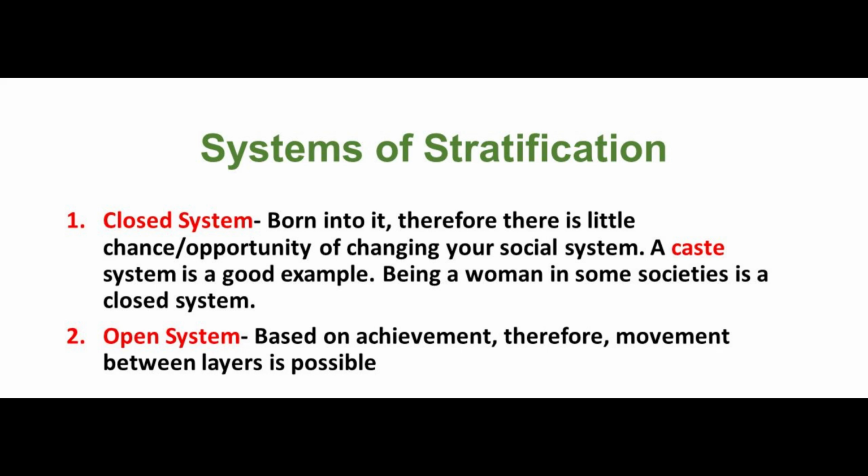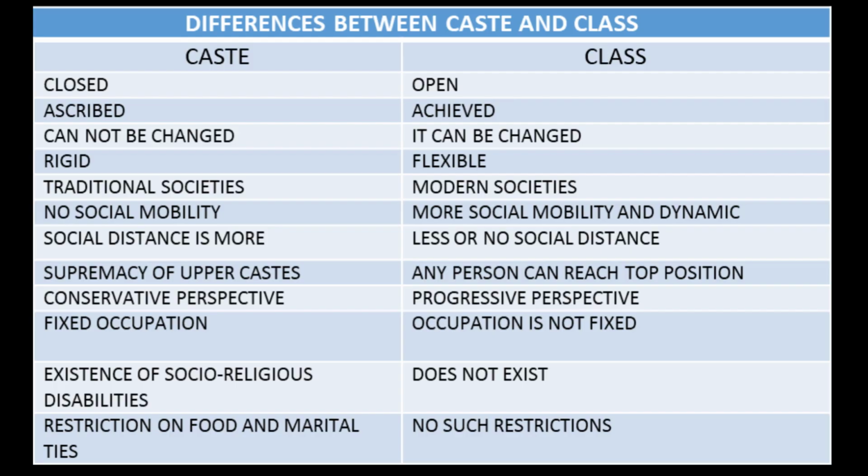In the closed system of stratification, there is little or no chance of advancing to another social position, as it is based on heredity or it is hereditary. The example could be caste. And that is the reason caste is called a closed class. Now, why a class is an open system and why caste is a closed system, we will have to talk about the differences between caste and class for this. Talking about the differences between caste and class, the first difference, as I have already said, is that caste is closed and class is open. Why caste is closed? Why class is open?